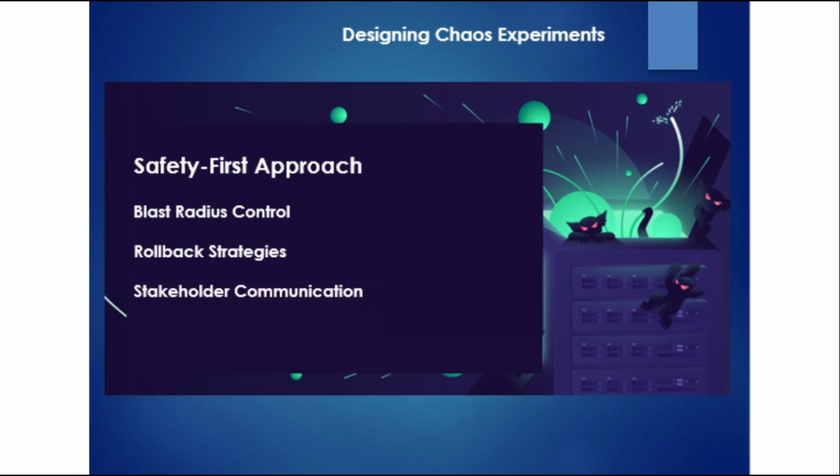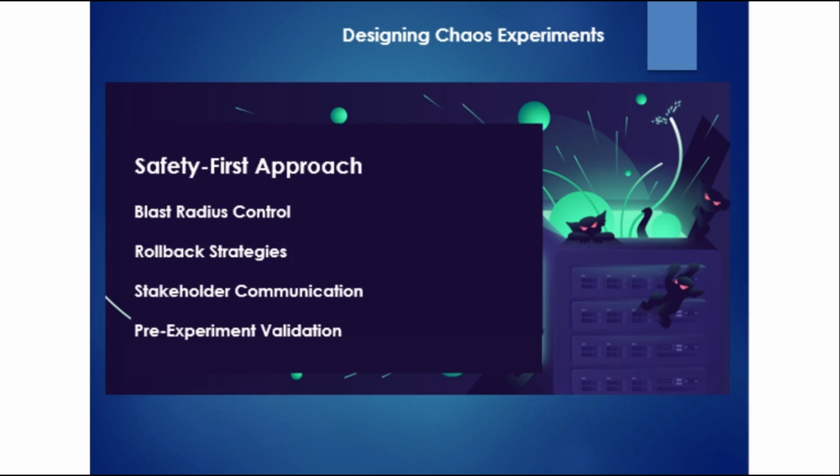3. Stakeholder communication. This is a process of informing teams about the experiment, its scope, and expected outcomes, to ensure key personnel are on standby in case of unexpected issues. 4. Pre-experiment validation. A process of testing the chaos scenario in a sandbox or staging environment before applying it to production, validating monitoring tools and alerting mechanisms to ensure readiness.